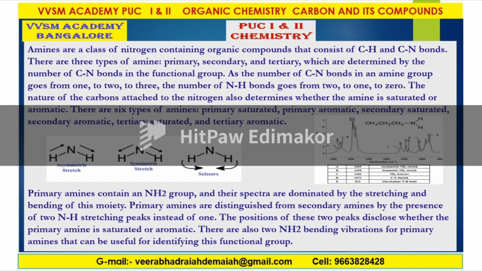Now, primary amines, secondary amines and tertiary amines are the classifications of amines. Then how do you decide whether it is a primary amine, a secondary amine or a tertiary amine? Primary amines contain an NH2 group, and the spectra are dominated by the stretching and bending of this moiety. Primary amines are distinguished from secondary amines by the presence of two NH stretching peaks instead of one. The positions of these two peaks disclose whether the primary amine is saturated or aromatic. There are also NH2 bending vibrations for primary amines that can be useful for identifying the functional group.